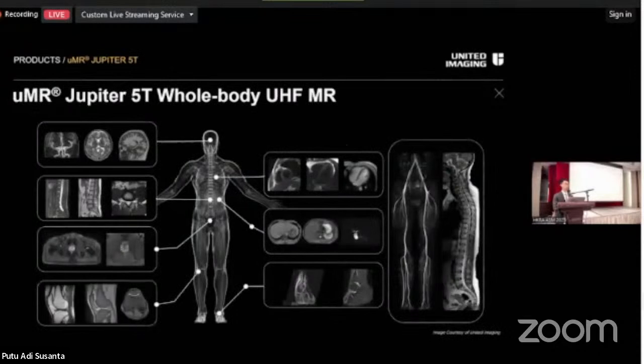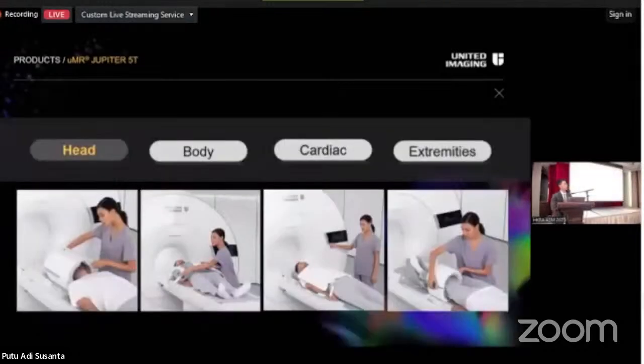If you look at the clinical images, we do have a whole body application, starting from neuro, spine, abdominal, MSK, cardiac, and angiography, and whole body capabilities. I'll spend a few minutes in the coming slides to explain what it can do for you in each of the major anatomies. So let's start from the head.